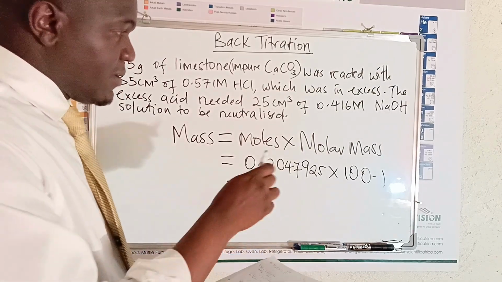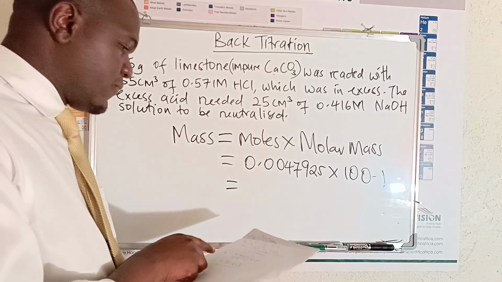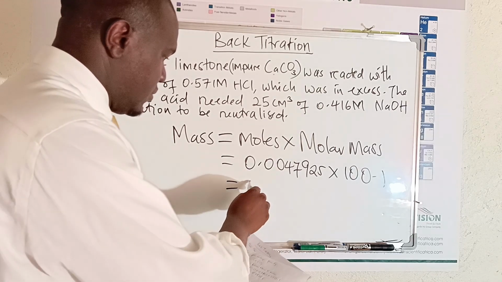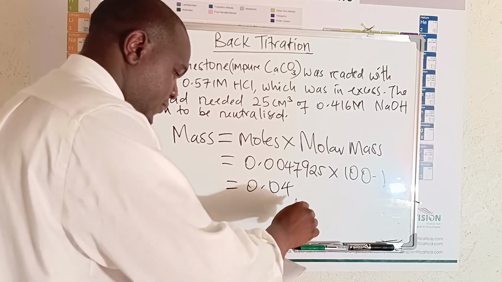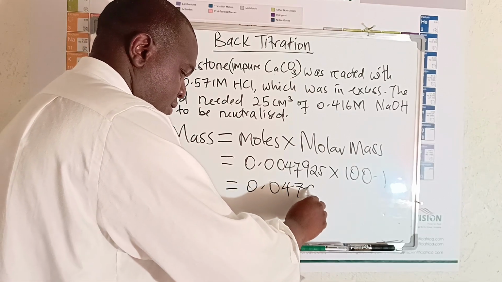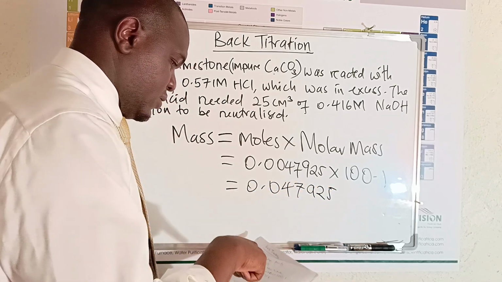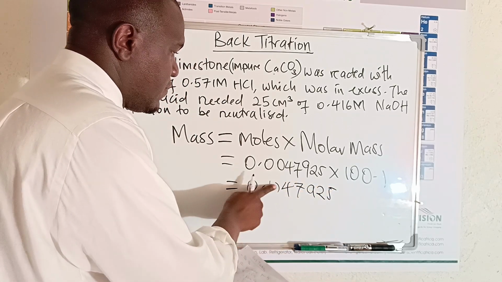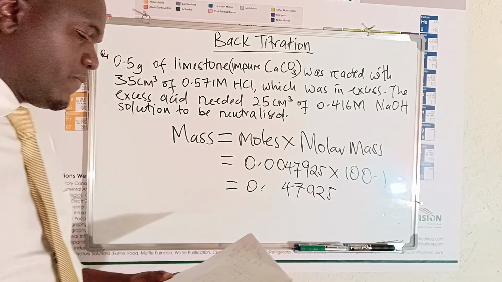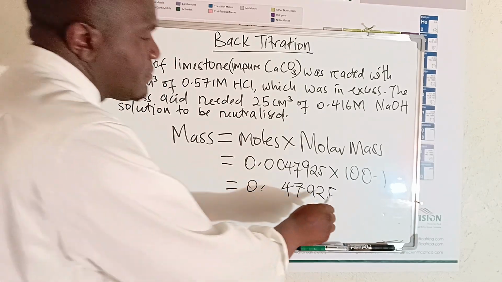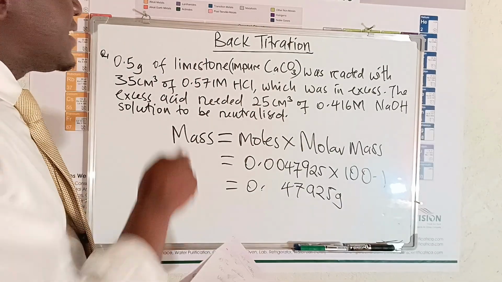Now this one gives us a mass of, if you multiply that by that, it should be giving us 0.47925 grams. So that is the mass of calcium carbonate in that sample.